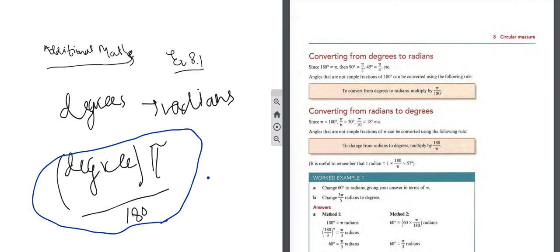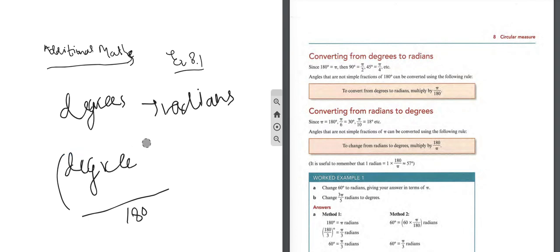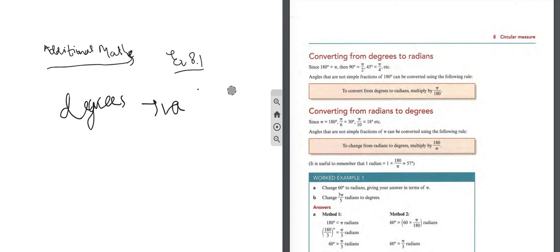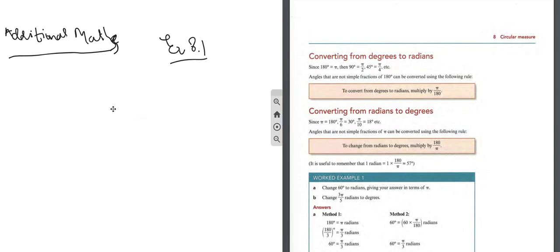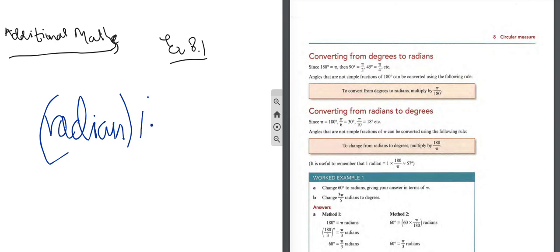That degree times pi by 180 will convert it to radians. Now if you want to convert from radians to degrees, you will do it like this: radian, let it be in brackets, times 180 divided by pi. This will give you the answer in the form of degrees.